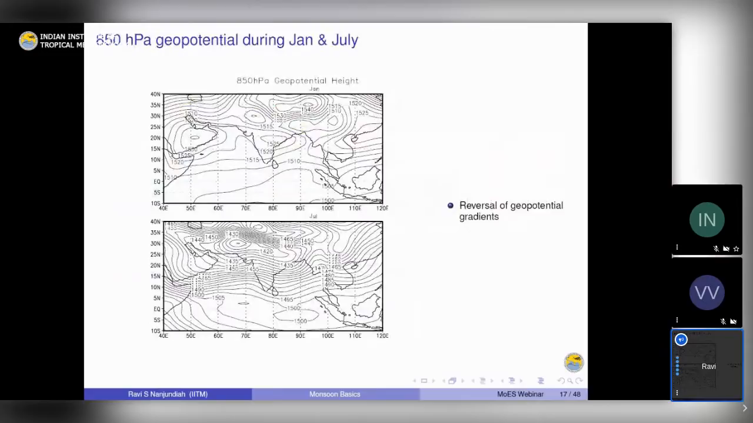So this is also the pressure gradient at about 1.5 to 2 kilometers. And you can also notice that there is a reversal of pressure gradient between January, where you have a high and a low here, and this period. So there's a reversal of pressure gradient, which also drives the monsoon.